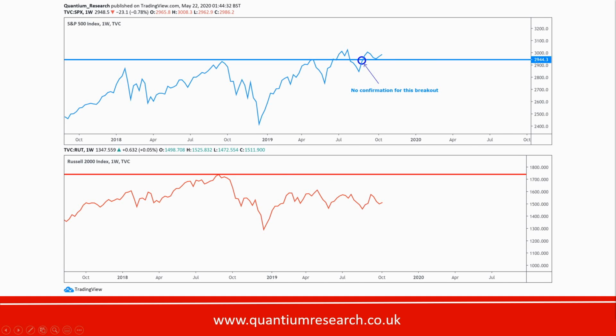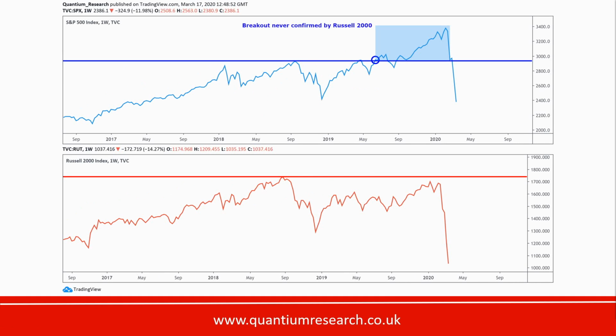Well, let's see what happened next. The S&P 500 continued rallying for a short while, but the Russell never confirmed the uptrend because it never broke to new highs. The rally in the S&P following the breakout was short-lived, and both markets crashed. Both this example and the previous one with the Dow Industrials and Transports were taken from the exact same time. It's interesting that whilst both the Dow and the S&P 500 were making new highs, neither was confirmed by Transports or the Russell 2000.